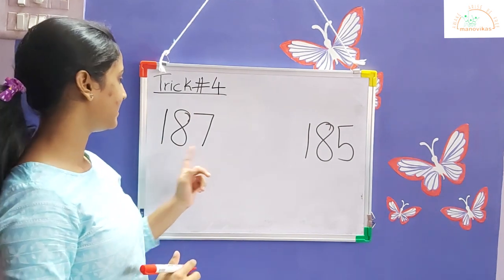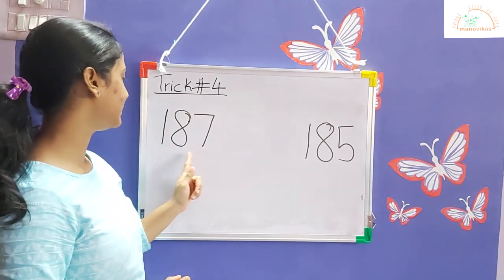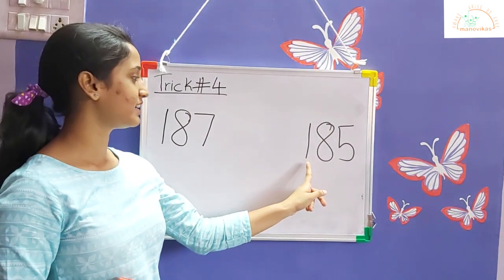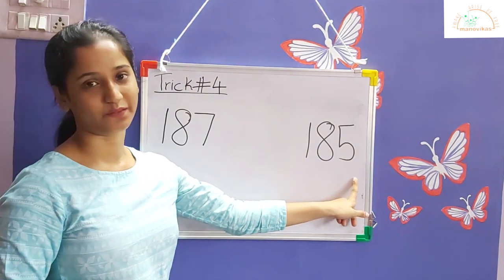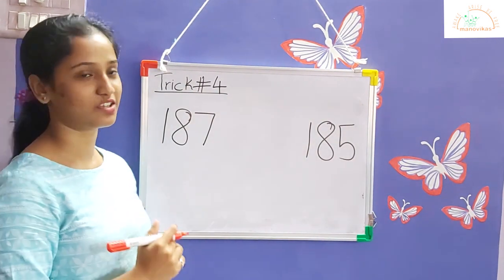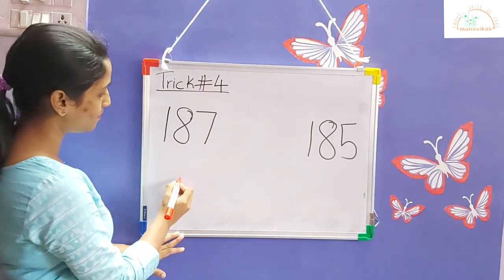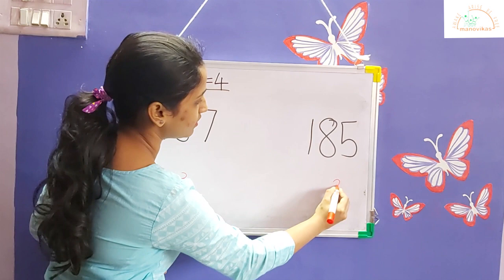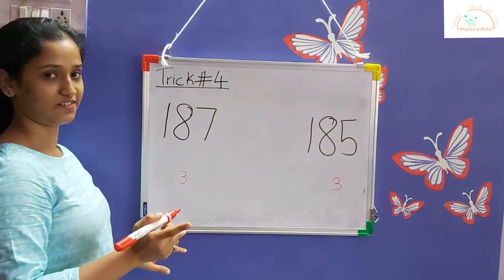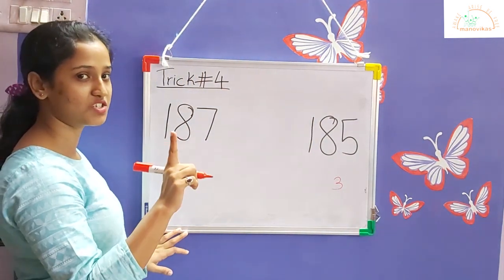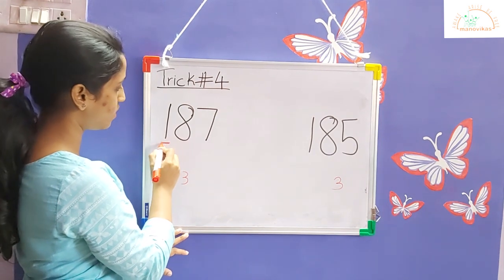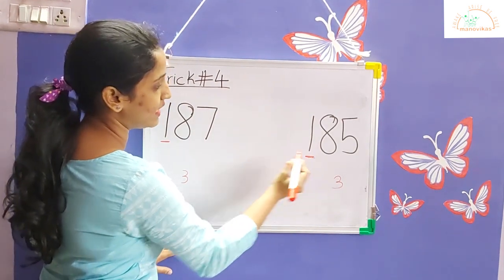We have here another example, the first number 187 and the second number 185. So let us start from the first trick. The first trick says to count the number of digits. So here the number of digits is 3. Here also it is 3. The second trick says to compare the first digit of each number. Here it is 1. Here it is 1 as well.